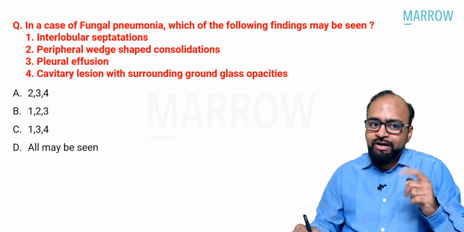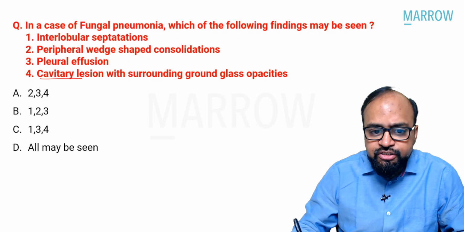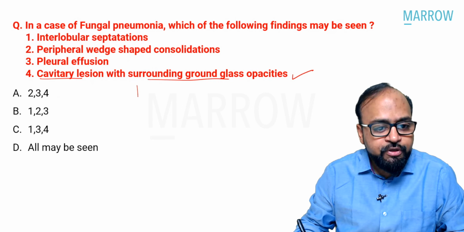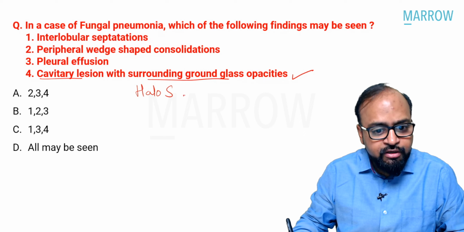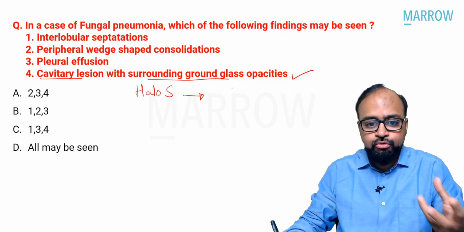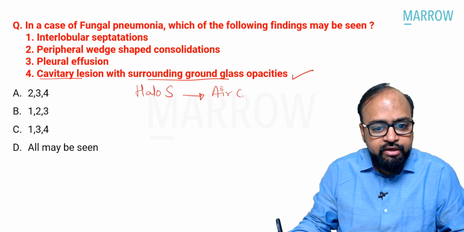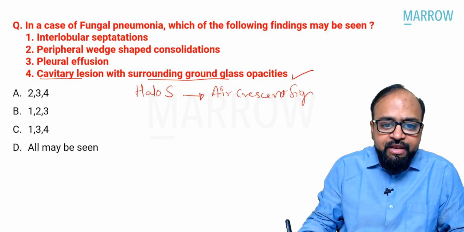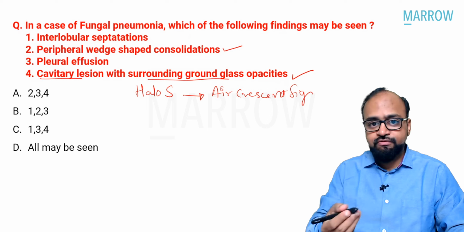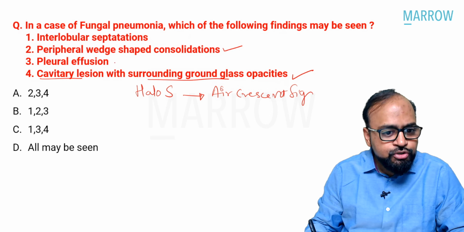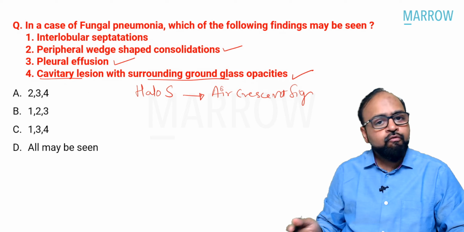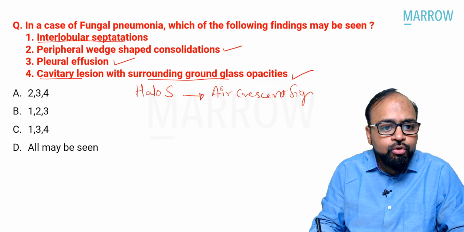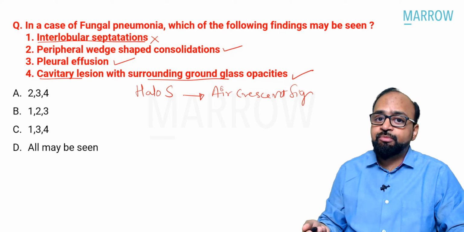So if we come back to this, what have we seen? Have we seen a cavitatory lesion with surrounding ground glass opacity? Definitely yes. In the initial stages, it would appear as a halo sign. In the late stages, when it gets broken down or cavitated, it would appear as an air crescent sign, right? We have seen that. Will there be peripheral wedge-shaped consolidations? Yes, we have seen them. Will there be pleural effusions? Though it is not classic, it may be seen. What I did not find anywhere in any of the books is that interlobular septations have been described in fungal pneumonia.